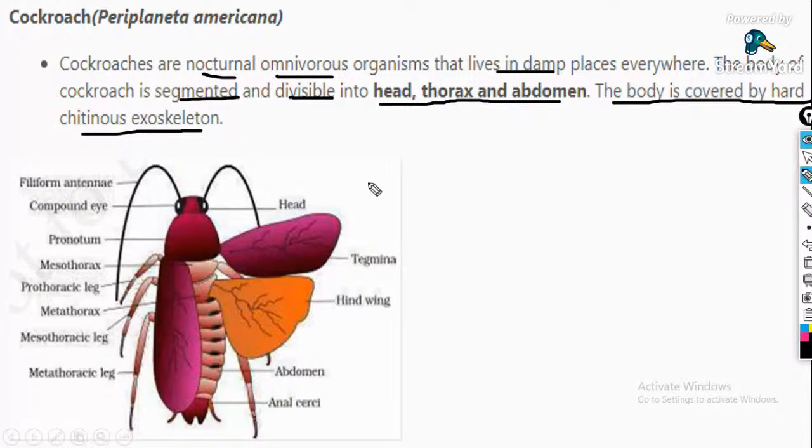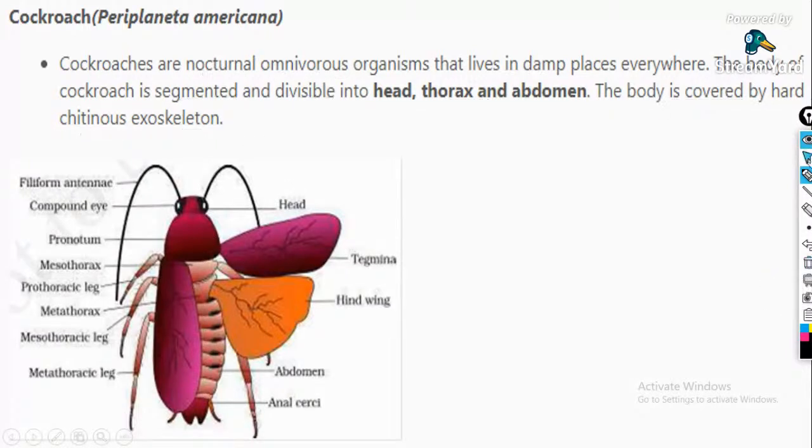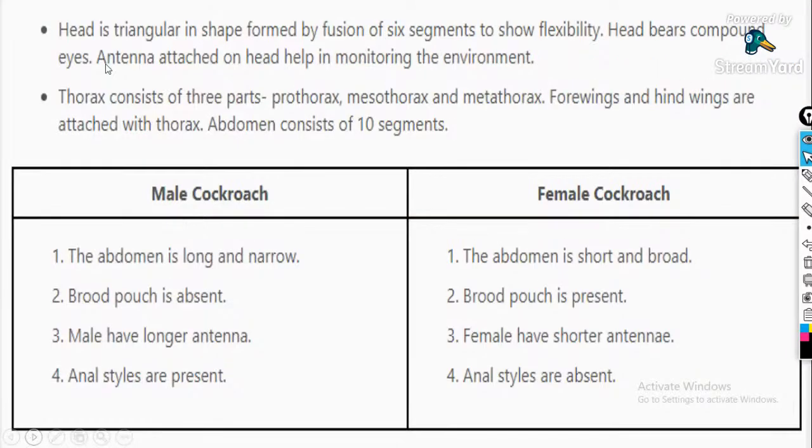Clear with that? Their head is triangular in shape, formed by the fusion of six segments, and that shows flexibility. So the head of the cockroach is flexible because, yes, yes, Sudhelandi, they feed on flesh. Yeah, they show great flexibility because the neck attaches. The neck somewhat gets extended and it attaches to the thoracic region.